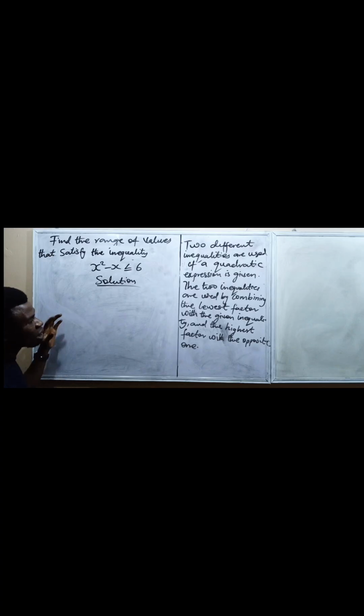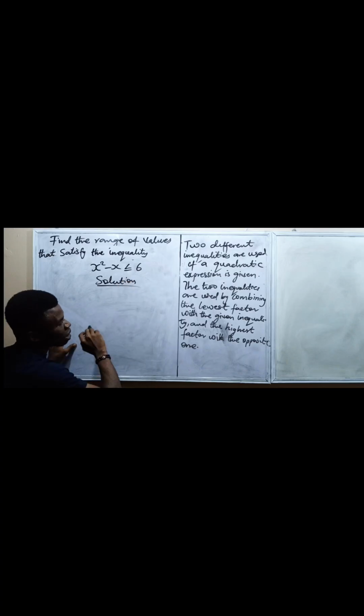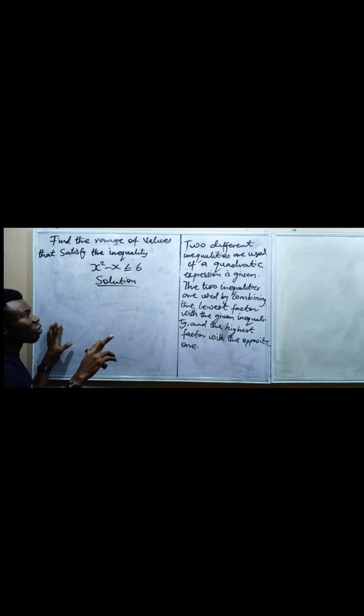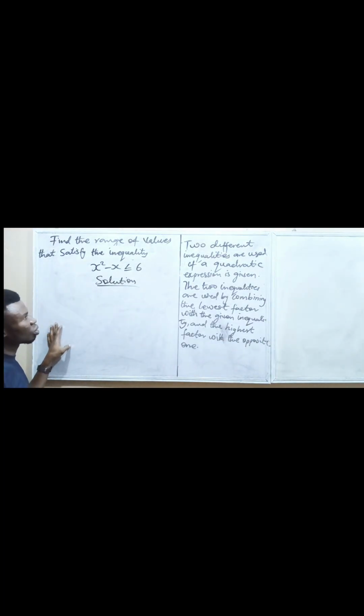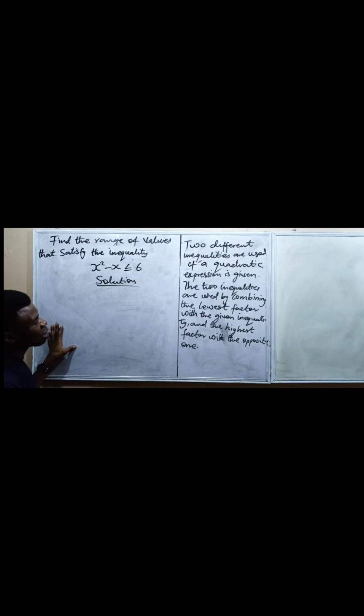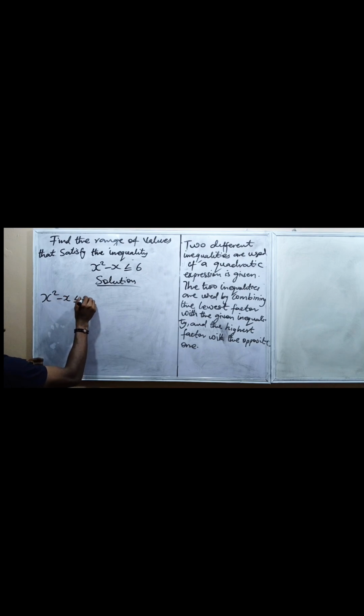And they said that the given inequality will be combined with the lowest factor of the two, while the other inequality will be combined with the highest factor. So let's start. We are given x squared minus x is less than or equal to 6. This is the same thing as x squared minus x minus 6 is less than or equal to 0. Now we factor.